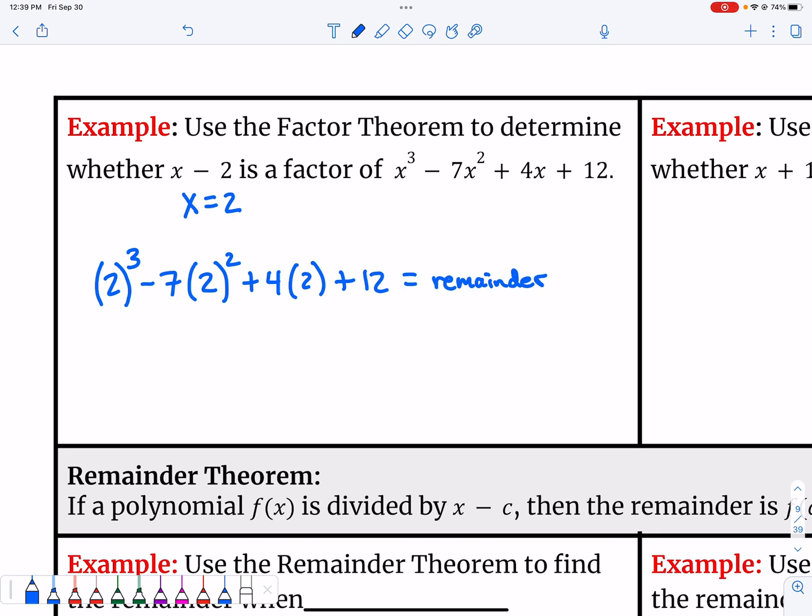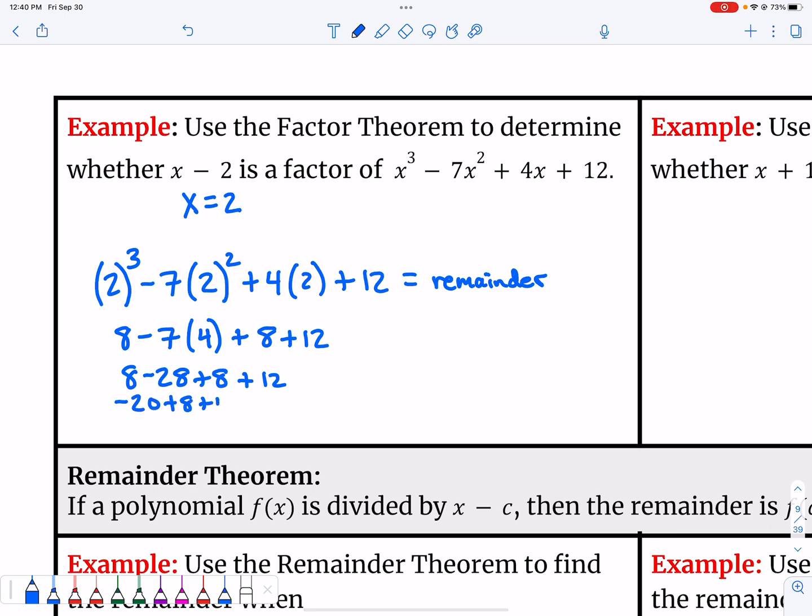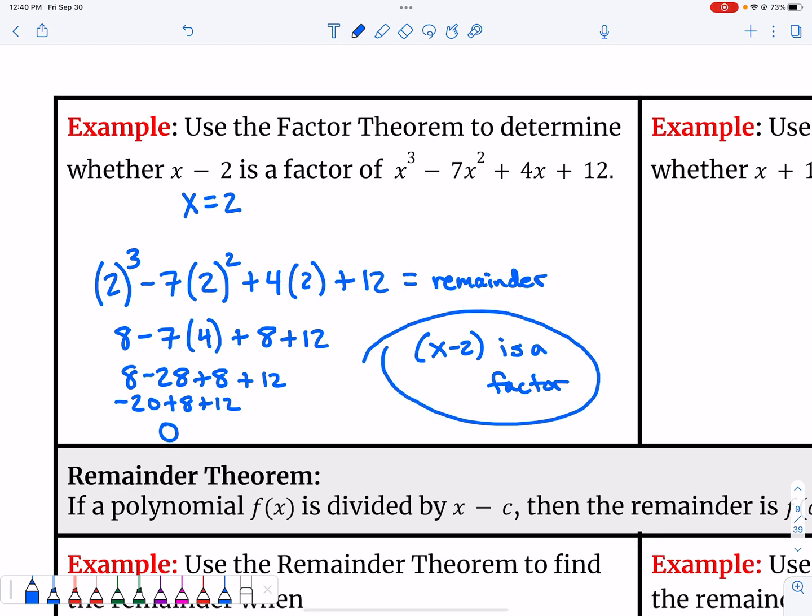So 2 cubed is 8, and you can certainly type all this in the calculator. 7 times 2 squared would be 7 times 4. 4 times 2 is 8, and then we have 12. So let's see, we have 8 minus 28 plus 8 plus 12. So that'll give us -20 plus 8 plus 12 will give us 0. So since all that equals 0, then I could say that x minus 2 is a factor. It's just another way you can quickly check to see if a binomial is a factor of the polynomial.